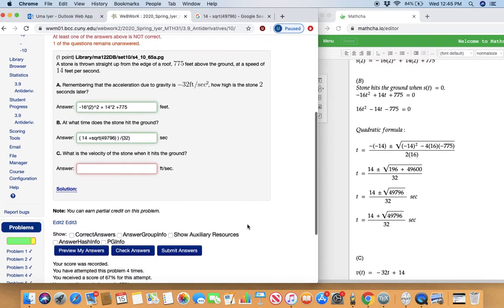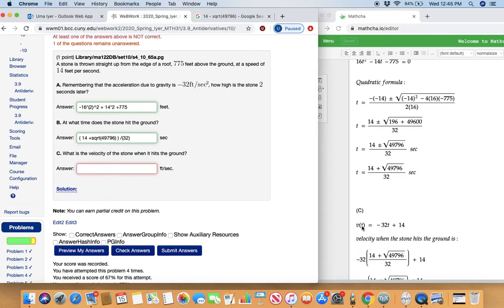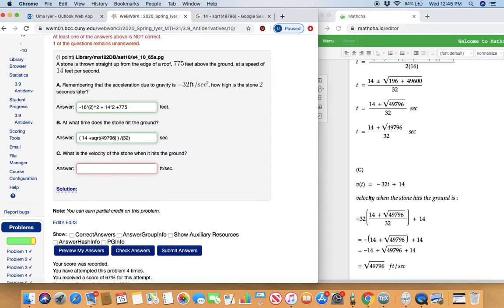Good. The third part: what is the velocity of the stone when it hits the ground? So this is the time when the stone hits the ground. You want to know the velocity when the stone hits the ground. That is, you need to use this time in your velocity function. So the velocity function is negative 32t plus 14. The time when the stone hits the ground is this number. You plug that in for t.